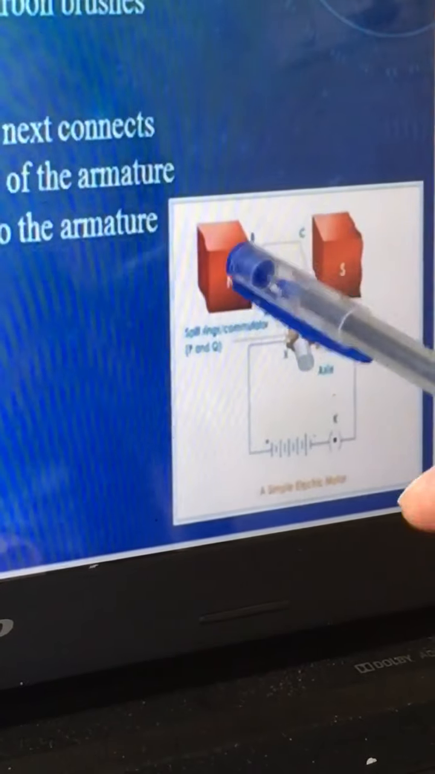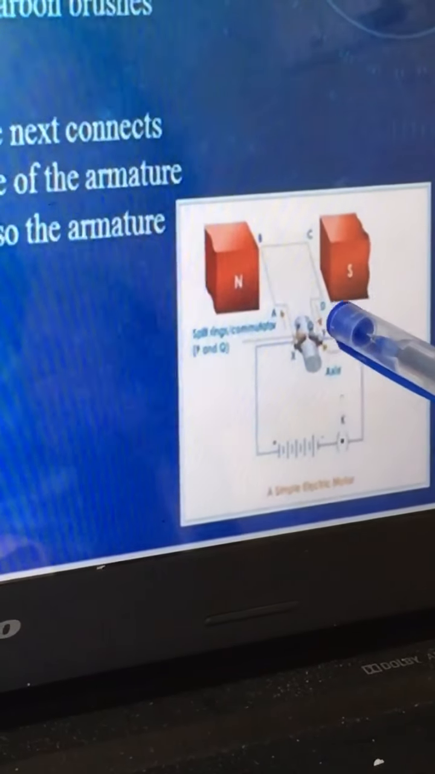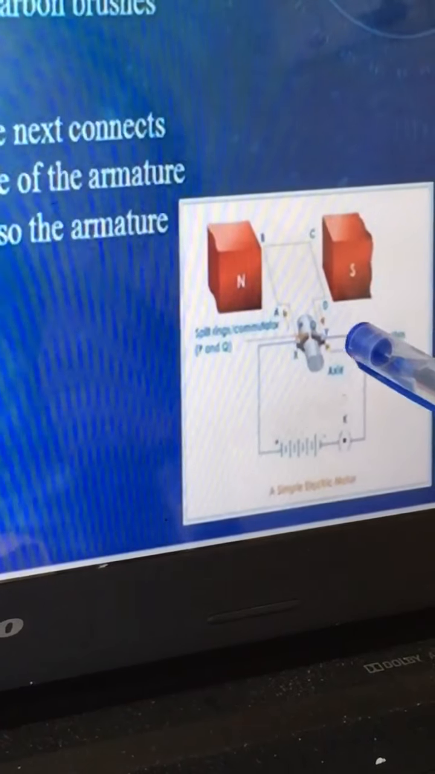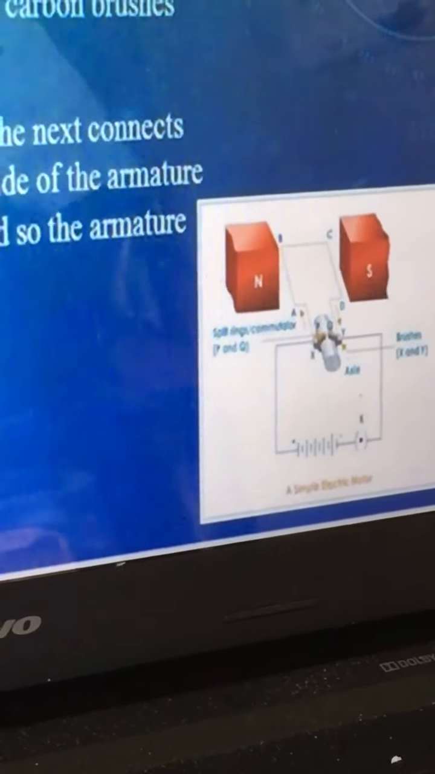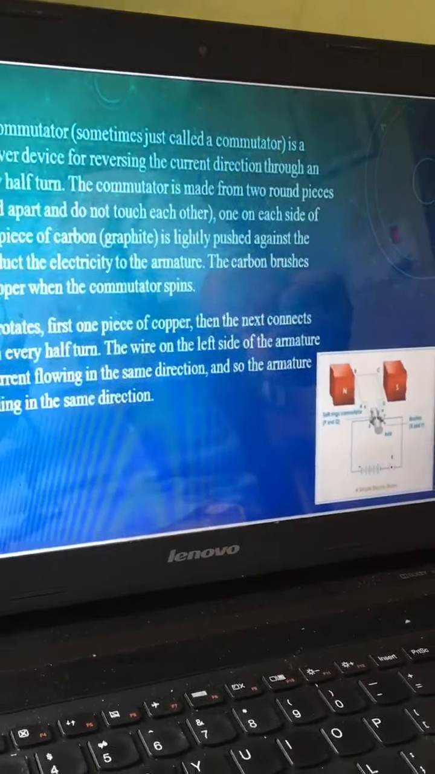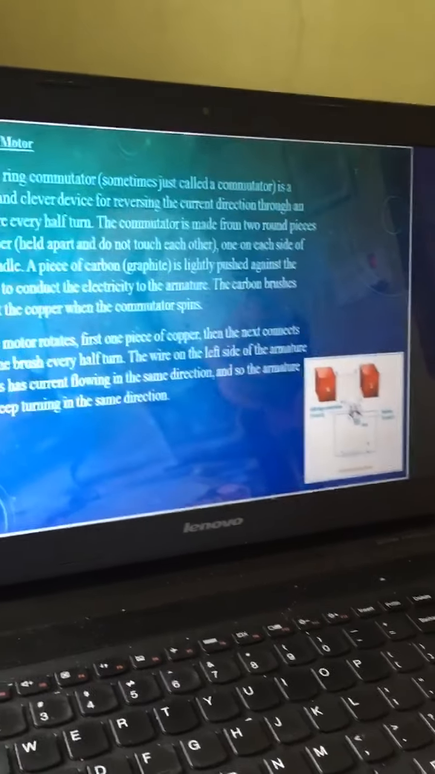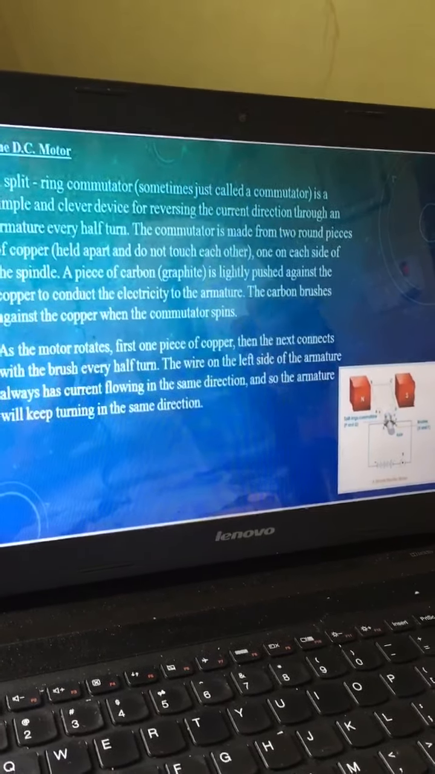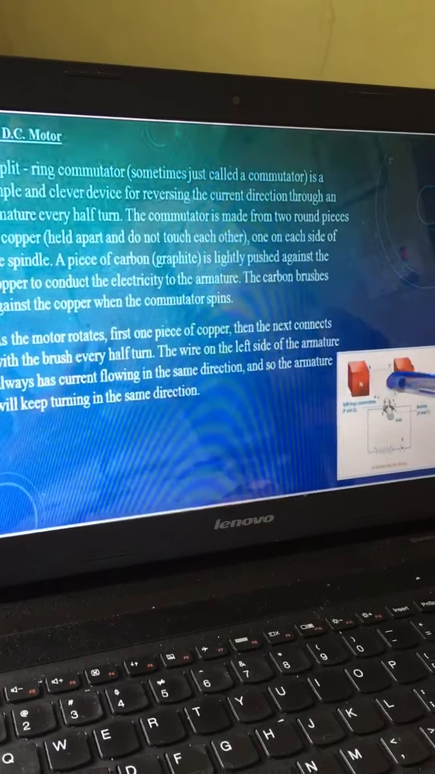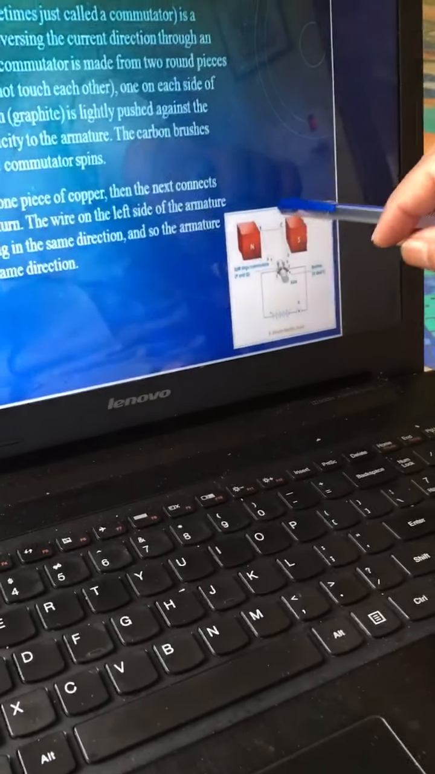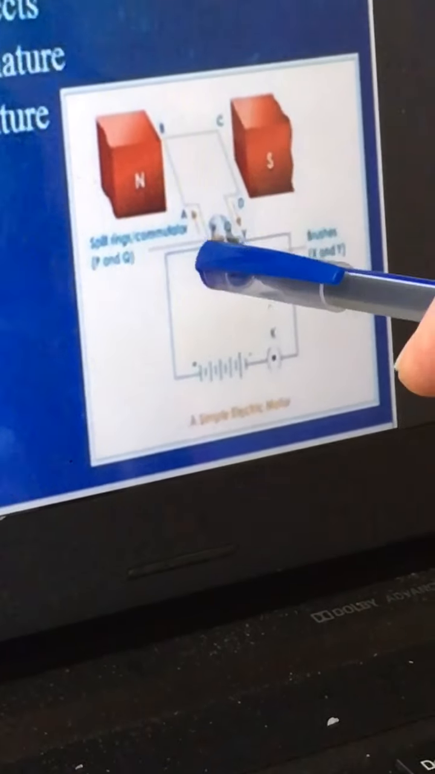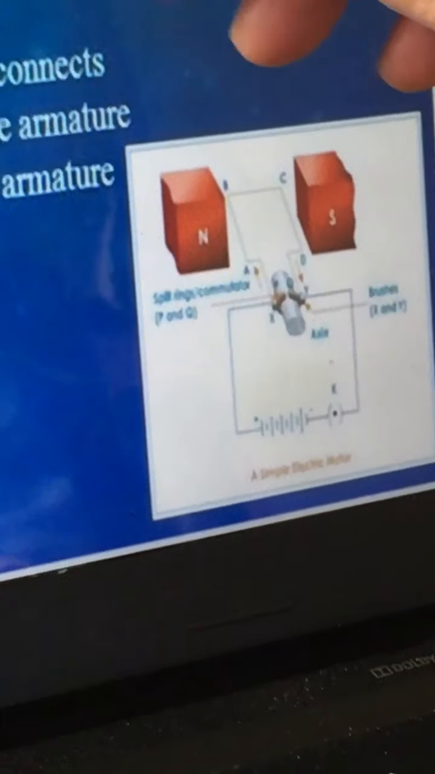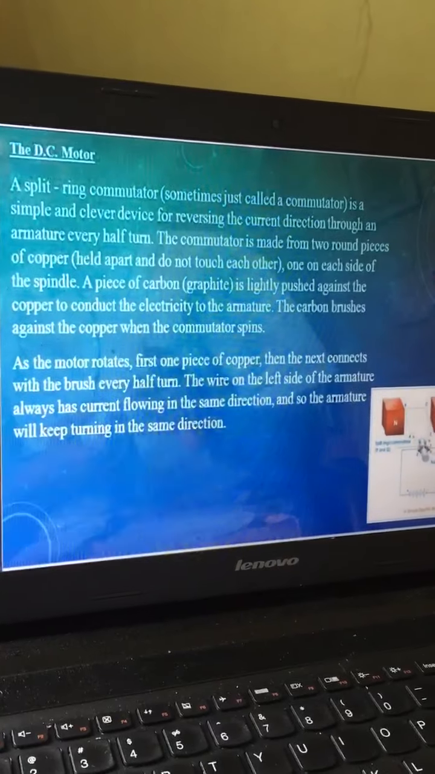So four main parts: first the field magnet, second the armature, third the split ring, meaning the commutator, and fourth the carbon brushes. Children, in exams sometimes terms are given: define field magnet, define armature, define commutator, define brushes. So you learn what they are. Field magnets are strong magnets. This rectangular coil is the armature, made up of copper. The two half rings are called a split ring, also called the commutator, and the function of the commutator is to reverse the direction of current.